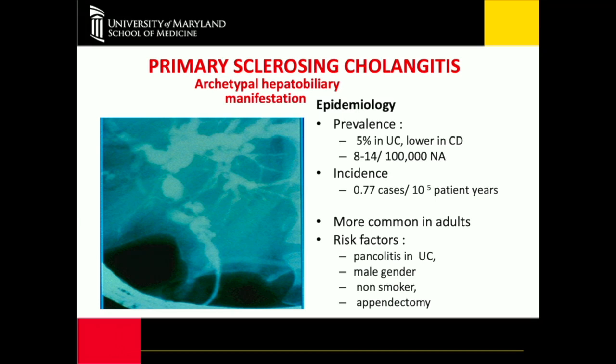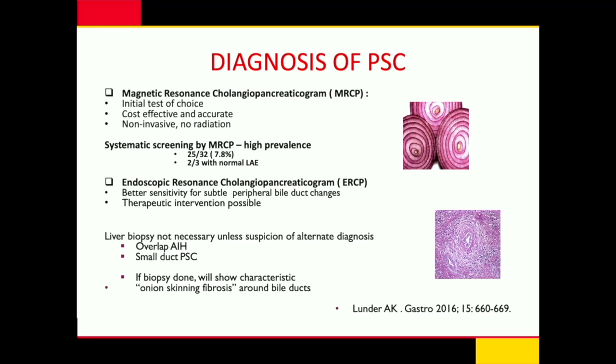And it seems to be associated with pancolitis and ulcerative colitis, male gender, non-smokers, those who've had prior appendectomies. So the diagnosis of PSC is based on classic cholangiographic findings. And MRCP is really the investigation of choice. It is cost-effective, very accurate, and non-invasive.